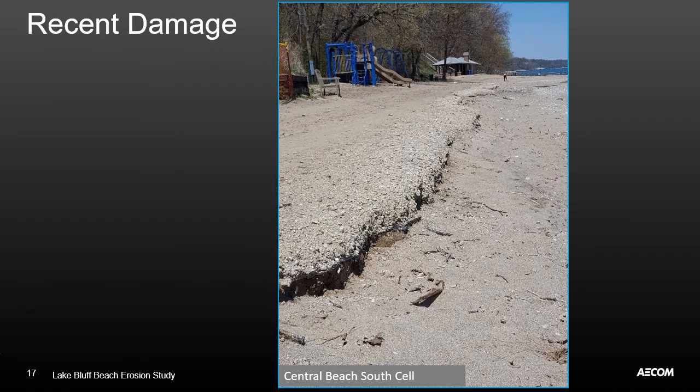This picture was recently taken at the south end of the Central Beach, looking to the north, and you can see that the sand has eroded to the point where the old gravel maintenance road is exposed. This road is normally covered in sand, and the erosion's getting down to the clay that exists beneath that road.